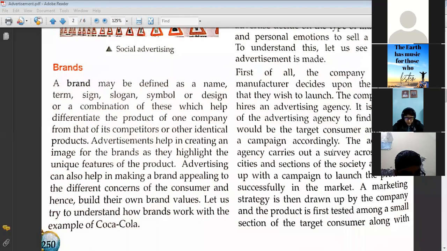Brands. A brand may be defined as a name, term, sign, slogan, symbol, or design, or a combination of these which help differentiate the products of one company from that of its competitors or other identical products. Advertisements help in creating an image of the brand as they highlight the unique features of the product. Advertising can also help in making a brand appealing to the different concerns of the consumer and hence build their own brand values. Let us try to understand how brands work with the example of Coca-Cola.